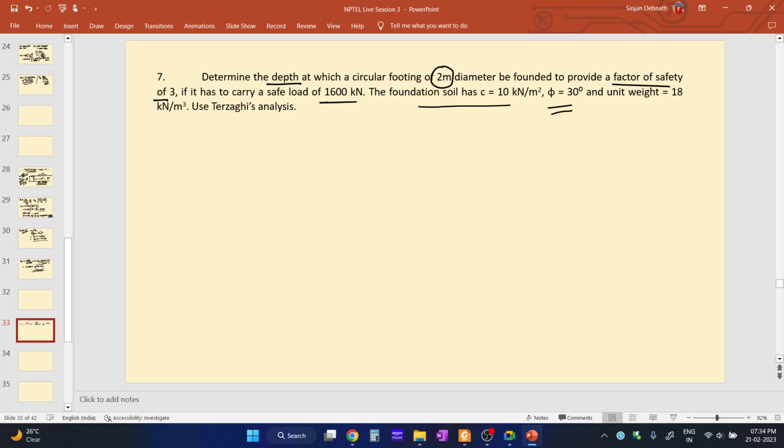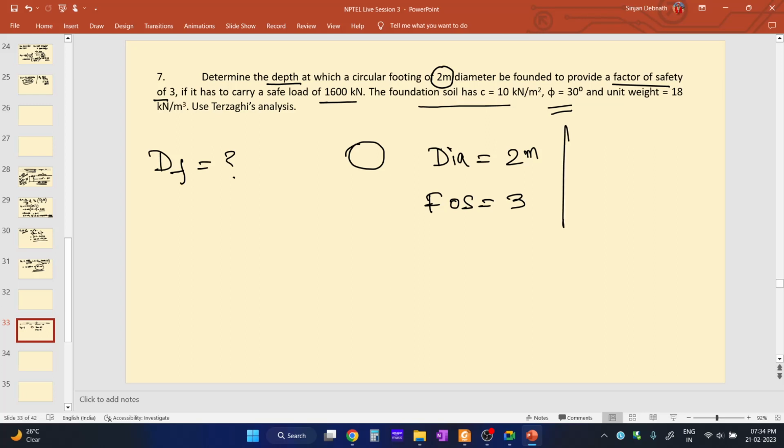So let us solve this. The depth of the foundation is unknown. This one is a circular footing, the diameter is 2 meter. The factor of safety is 3 and the safe load is 1600 kilonewton. Fine. And what are the other things that are given?